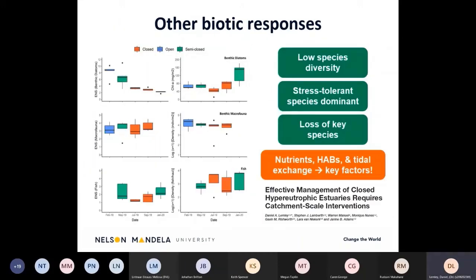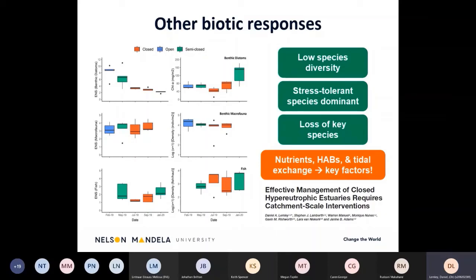Some of the other biotic responses that came from this paper, published this year with Laura and Steve and some other colleagues: we looked at the benthic microalgae, the invertebrates, and the fish. Basically, the key take-home stories here were that there's extremely low species diversity, regardless of what community you're looking at. And these communities tend to be dominated by a few, one or two, very stress-tolerant species.